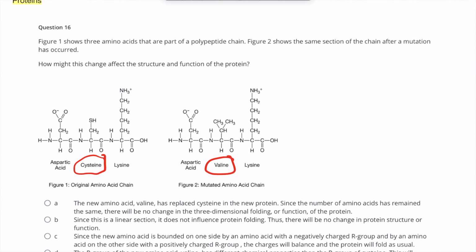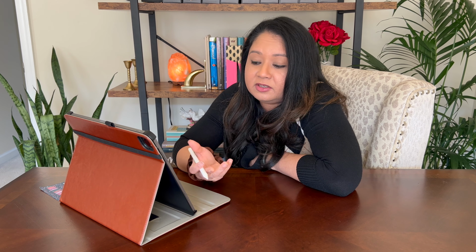Since the number of amino acids has remained the same, there will be no change in the 3D folding or function of the protein. Now, we can't say that, even though the number is the same, because you switch the amino acids and switch the R groups from the amino acids. We know it can affect a lot of things in protein function, because the R groups, they can differ. They might be polar or non-polar, charged or not. So really we can't say that for sure.